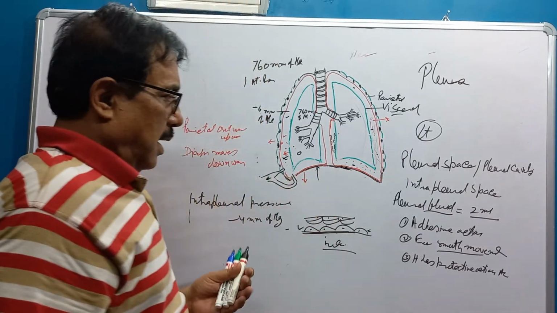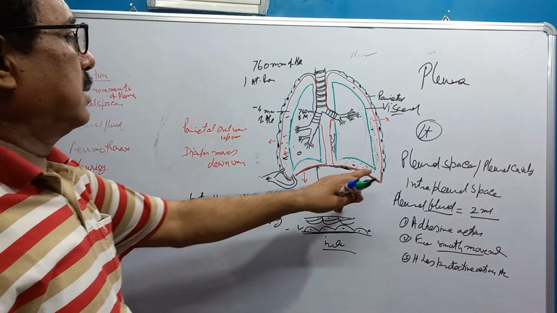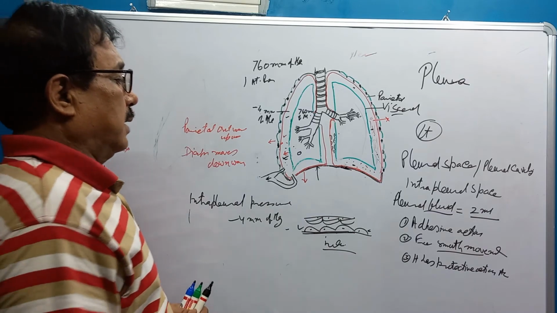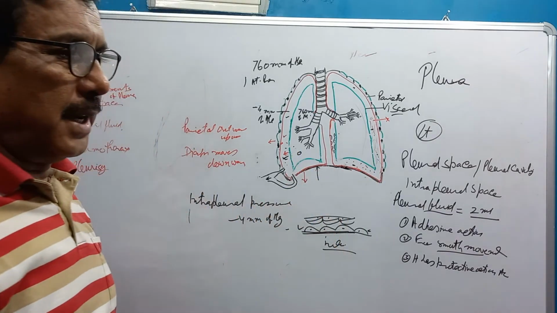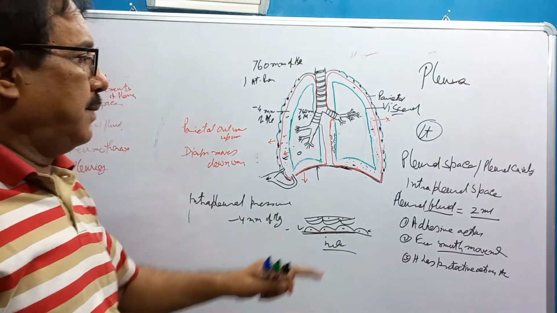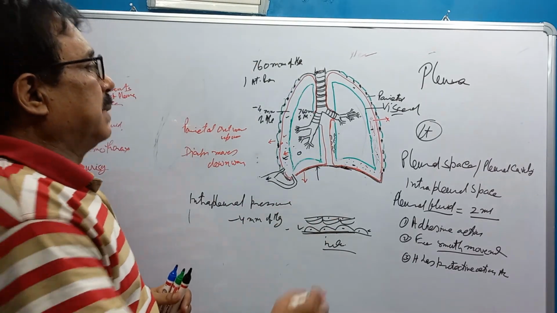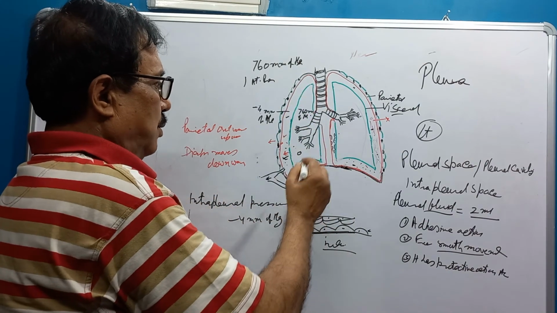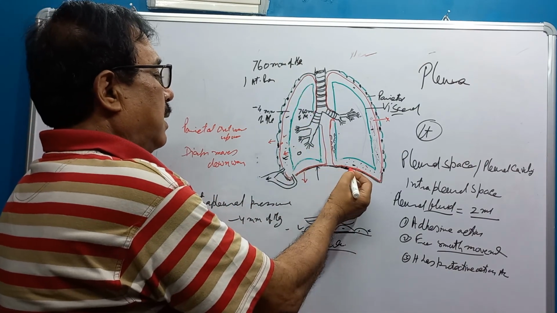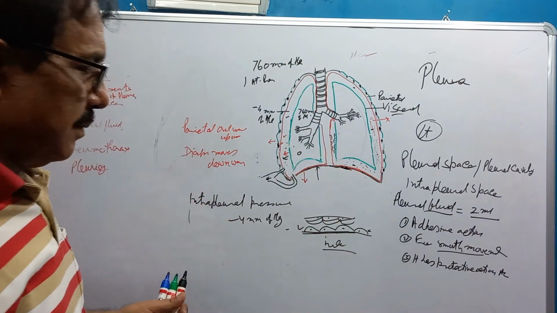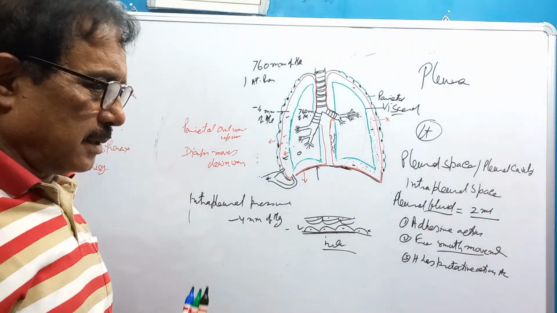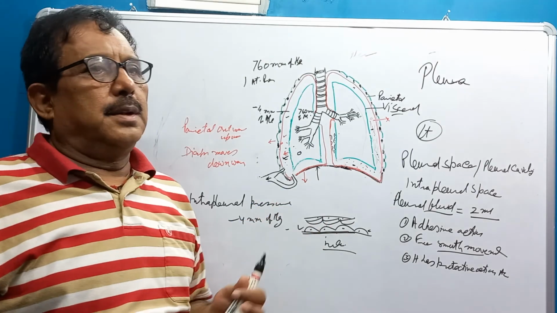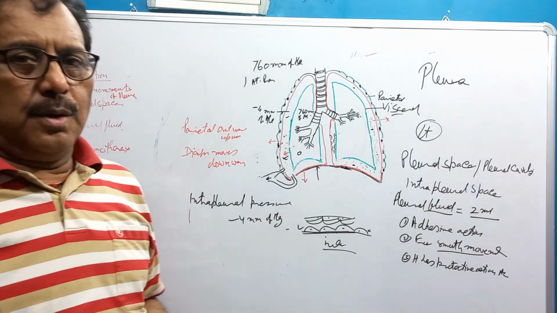And when blood is present in this space, this is hemothorax. So this is very important. Pleura is a very important, vital structure of the respiratory tract, especially for lung tissue. So in the next class we will learn about pressure changes during respiration. Okay, thank you.